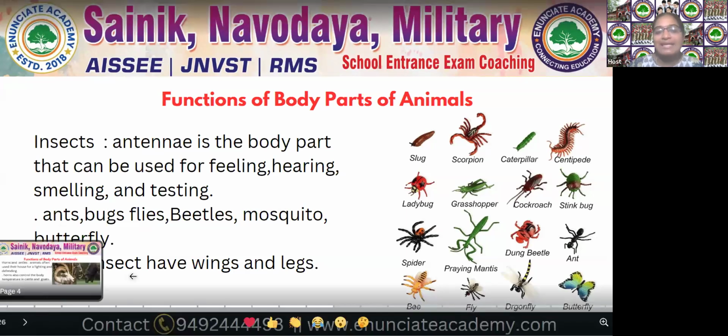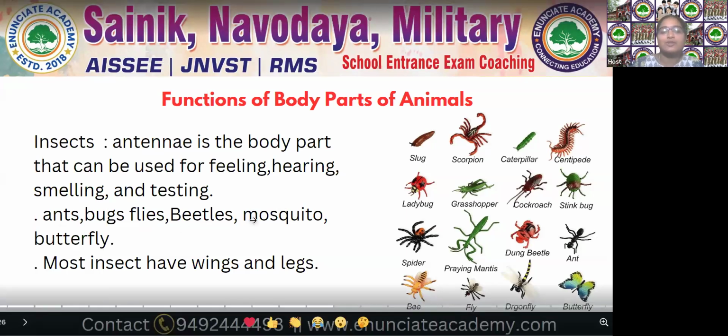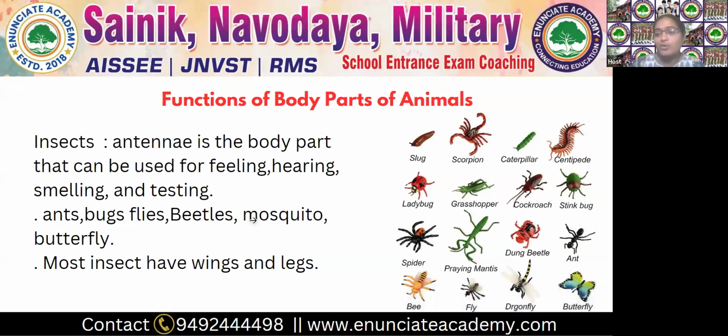Ants, bugs, flies, beetles, mosquitoes, grasshoppers, butterfly, cockroach, sting bug, ladybug, slug, scorpion. These are the insects, children. Insects have an antenna. Where is the antenna? Do you know where the antenna of these insects is? This is the antenna. These are the antenna.